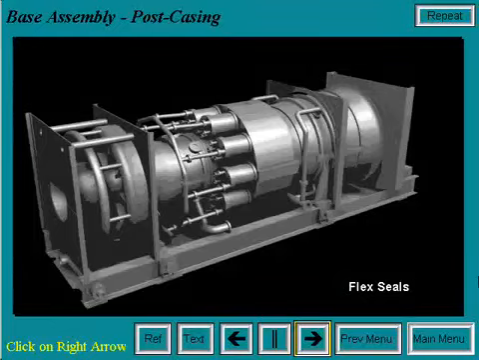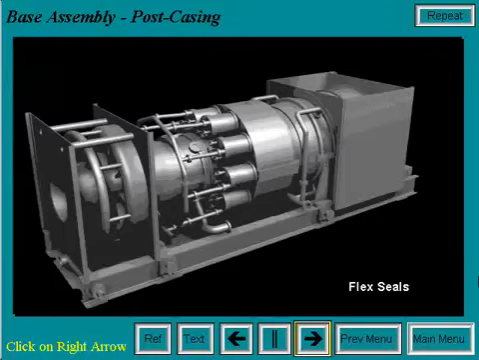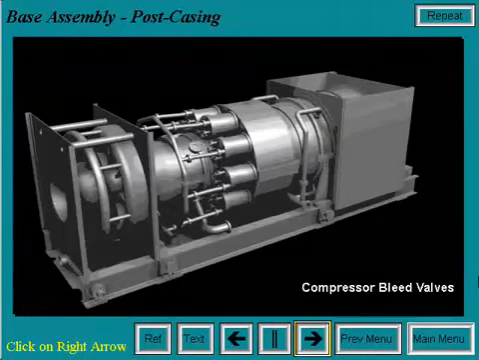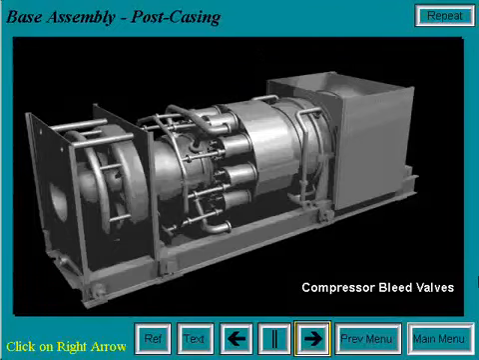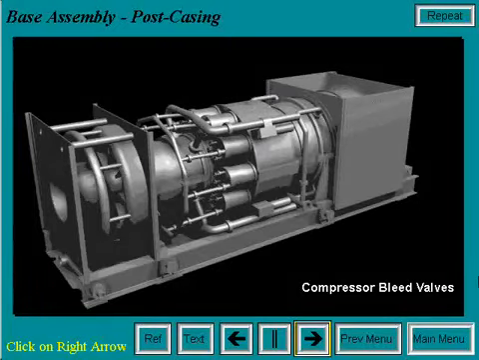The flex seals keep the exhaust gases from escaping into the turbine compartment or out to atmosphere while allowing for thermal expansion. Finally, the compressor bleed valves are installed. These are operational during startup and shutdown to protect the unit from surge.